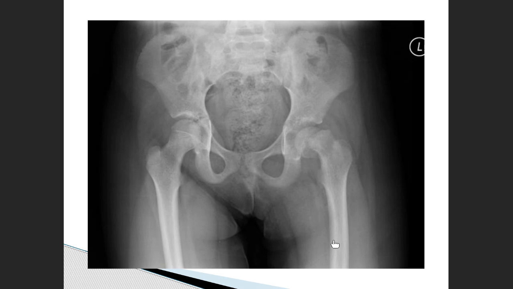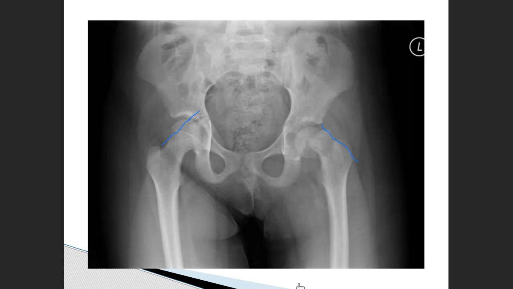So if you were to draw Klein's line here on the left side, to be honest, it doesn't touch the femoral head whatsoever. While if you do it on the other side, which is normal, you can see that it cuts some of the femoral head. Is that clear? Yes, Doc. Right. So that's what we call Klein's line.